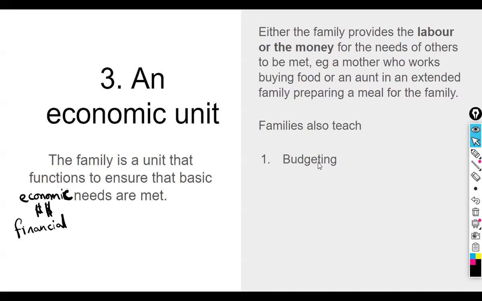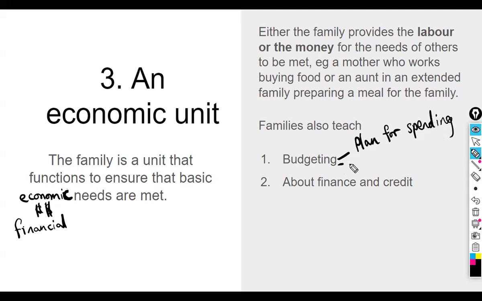So also, families need to teach children to do these things. So budget, what is a budget? A plan for spending, right? And one general concept in most budgets is pay bills first, right? Another concept is save, right? Save some money for when you need it and you don't have it coming in, right?